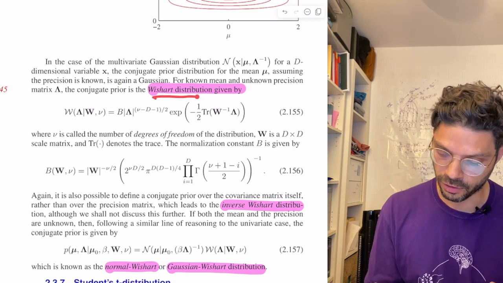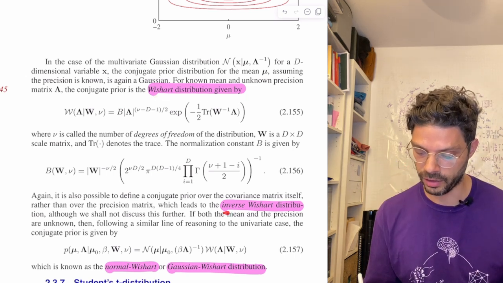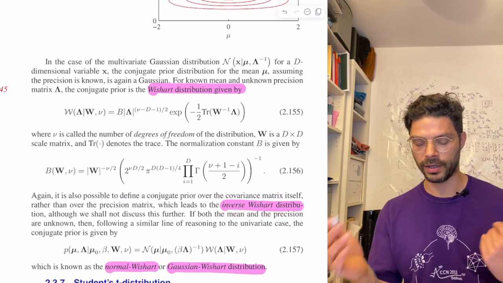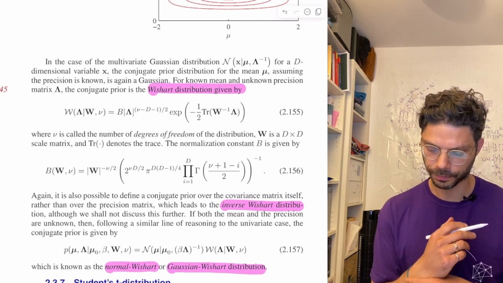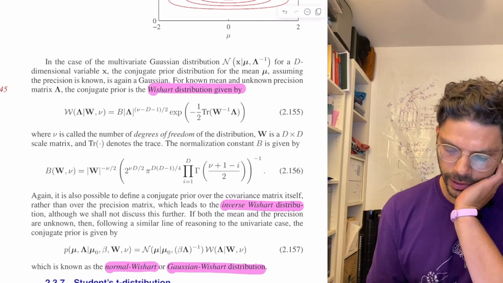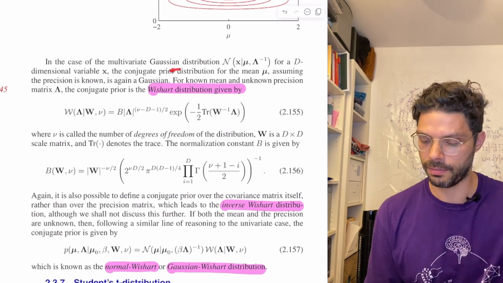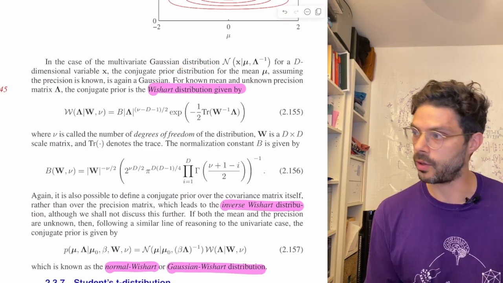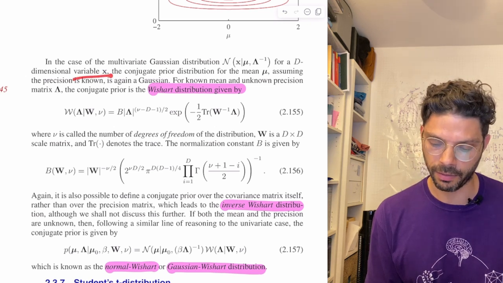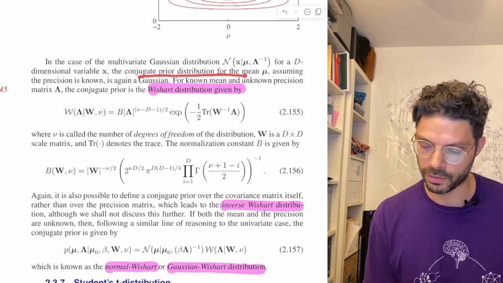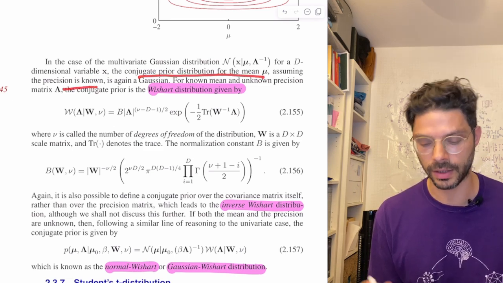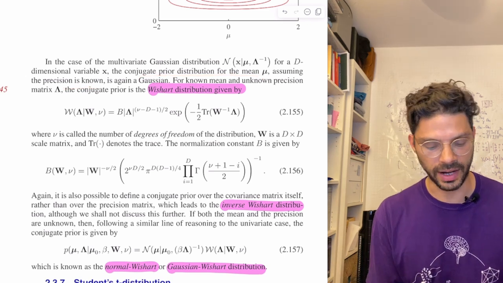For example, the Wishart distribution is one I have seen. Also, the inverse Wishart distribution as priors on covariances and precisions, which I think is what he's talking about here. So let's just talk about that. In the case of the multivariate Gaussian distribution for a d-dimensional variable, so we've been working with one-dimensional variables, the conjugate prior distribution for the mean, assuming the precision is known, is again Gaussian, which I think there's an exercise on that you can do.